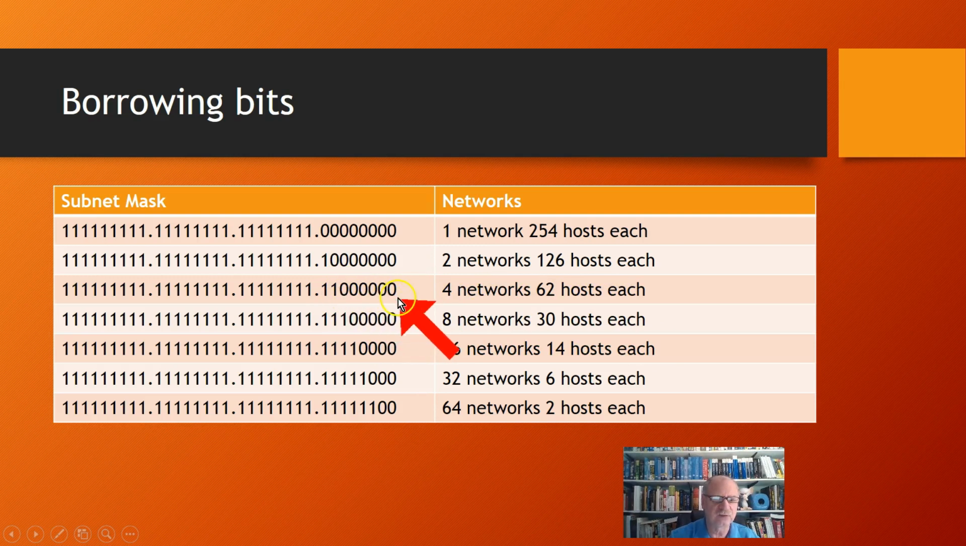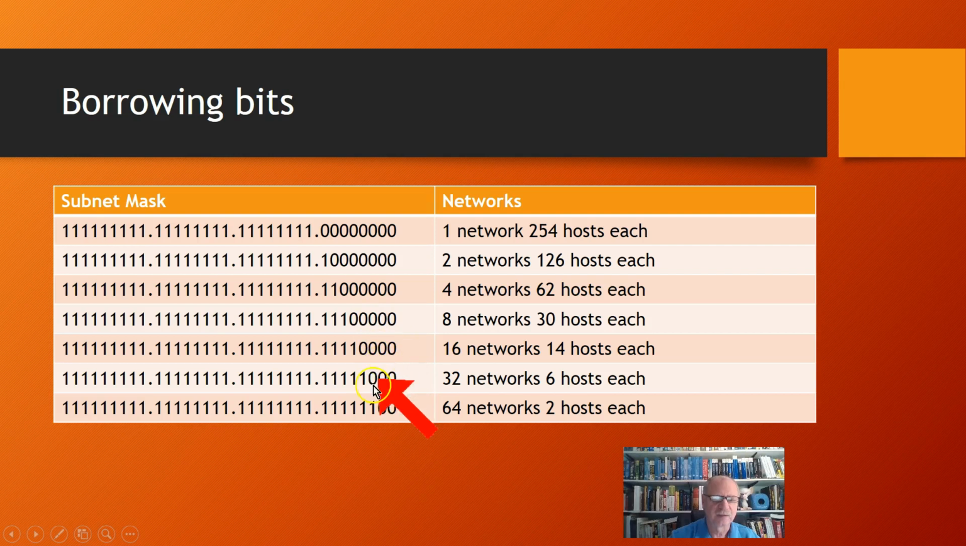Now I can only get 62 if I add up all the possibilities of all zeros to all ones here. I can only get 62 possible combinations. I can get four networks here because I could have 00, 01, 10, or 11. That's four possible combinations with these two bits. I could get eight possible combinations here, but I can only get 30 hosts left out of this. It's really 32 numbers, but two of them are poison for network and broadcast, so I can only get 30 possible hosts.